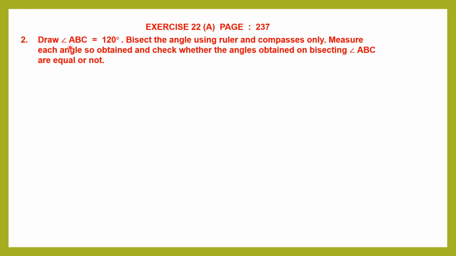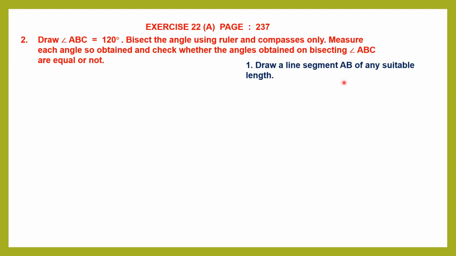So first step is draw angle ABC equals 120 degrees. Now here they have not mentioned whether we should use ruler and compasses or a protractor, but since we've been doing with a ruler and compass, we will continue that same way. So first we construct an angle of 120 degrees, then bisect that angle and then check whether the two angles that are formed after bisecting are equal or not. Remember, they should be equal.